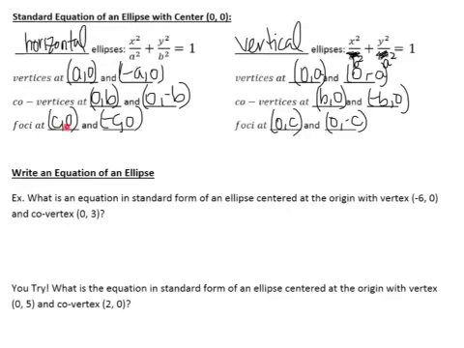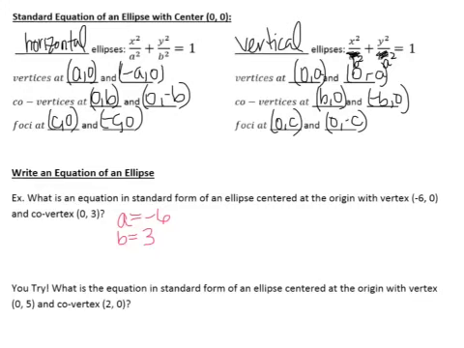So we're going to look over here. In order to write our equation, we need to figure out what a squared is and what b squared is. The vertex is negative 6, 0, and I know that negative 6 represents my a value. So I can say a is equal to negative 6. I also know, since my co-vertex is at 0, 3, and looking up here for co-vertices, that my b is going to be 3.